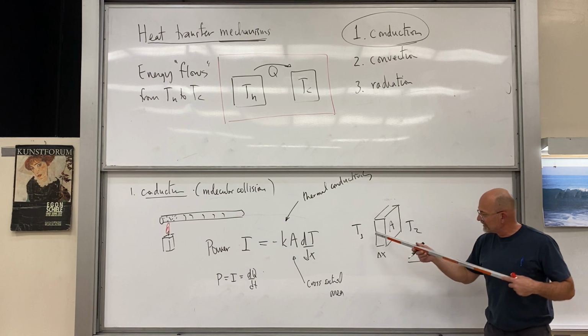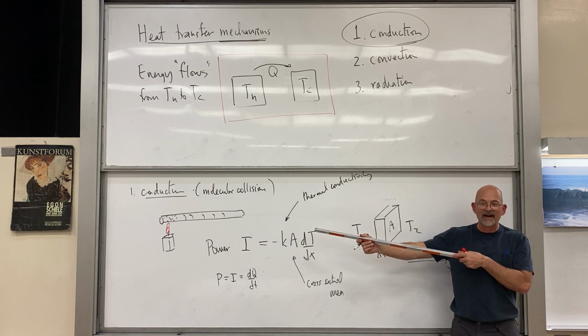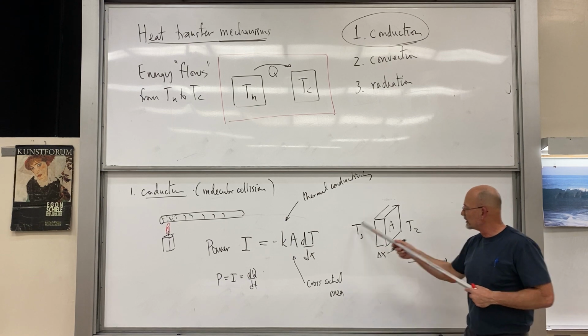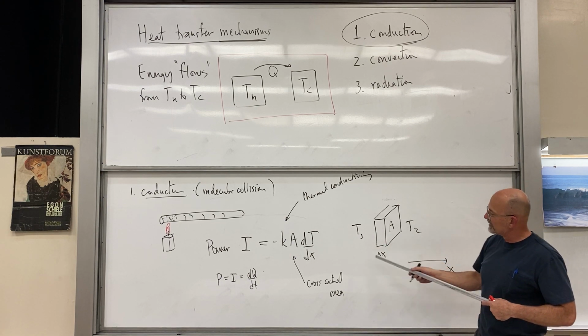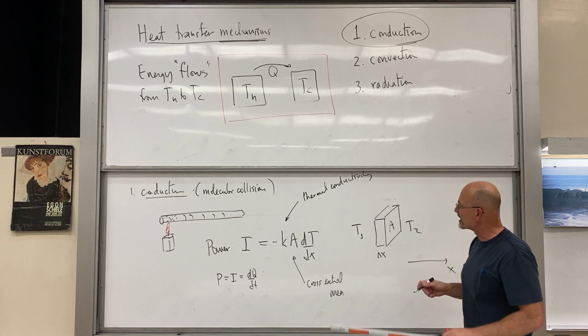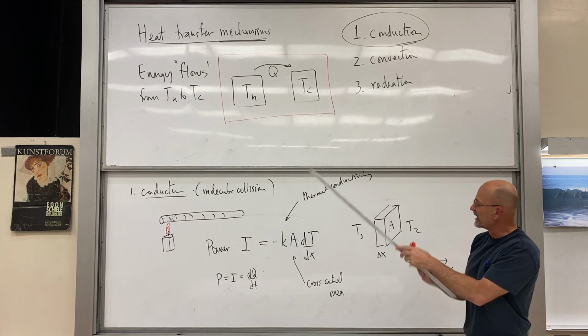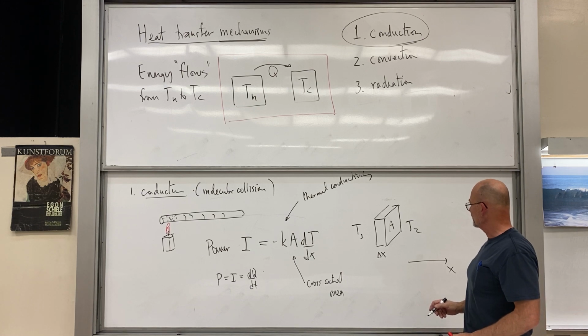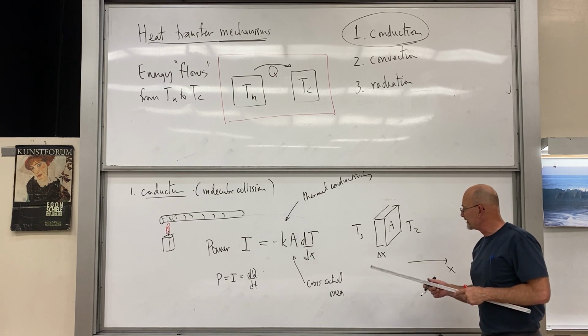But that would mean the energy would be flowing from right to left. So if T1 is greater than T2, the derivative is negative, and the minus sign makes it positive. That's the reason for the minus sign, just to get the proper direction of flow, in keeping with that up there. So this should make complete sense.